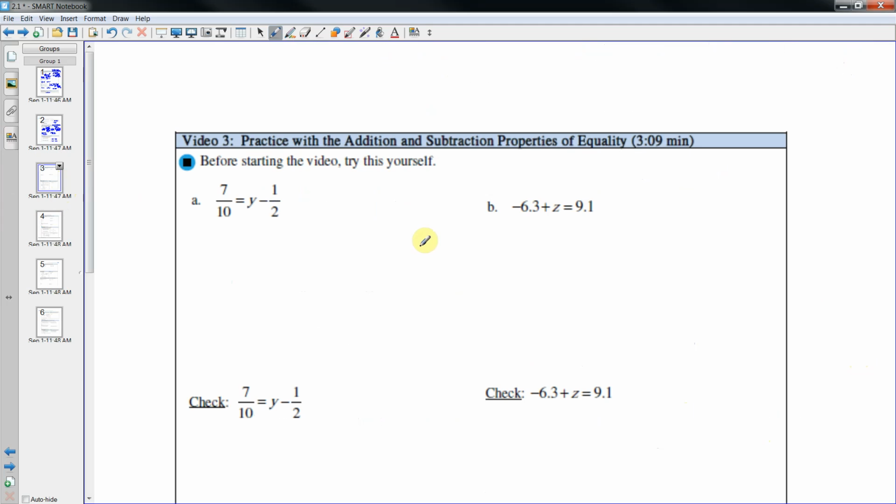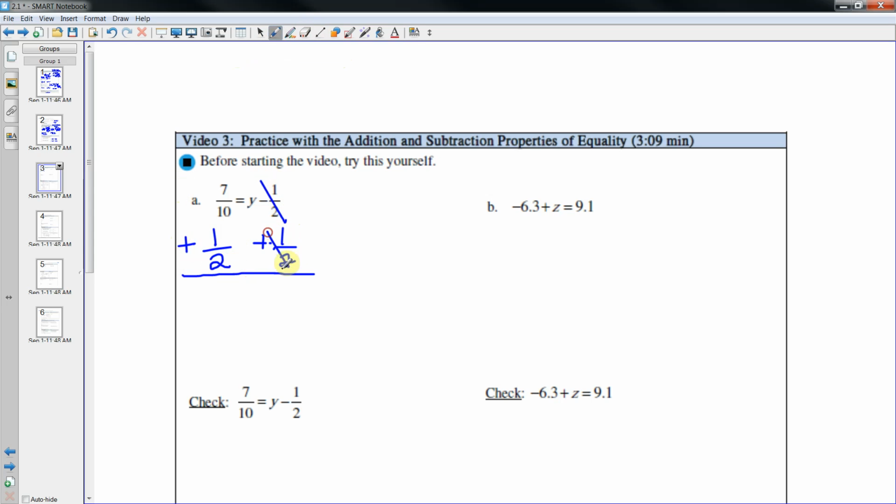So let's do some of these. You're going to see you could have variables on the left side of the equal sign, or you could have variables on the right side of the equal sign. This one, I've got 7 over 10 equals y minus 1/2. So I'm going to work with the side that has the variable. The opposite of a negative 1/2 would be positive 1/2. So I'm going to add 1/2 to both sides.